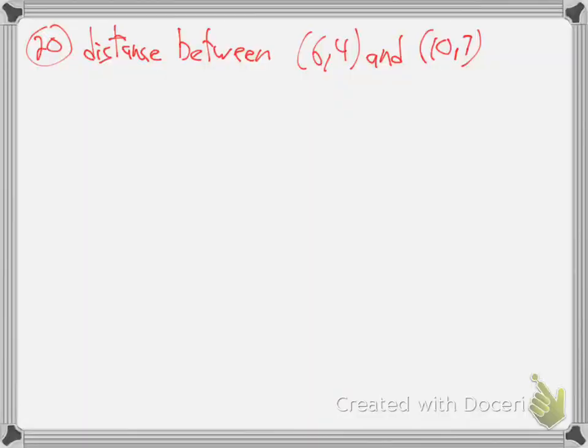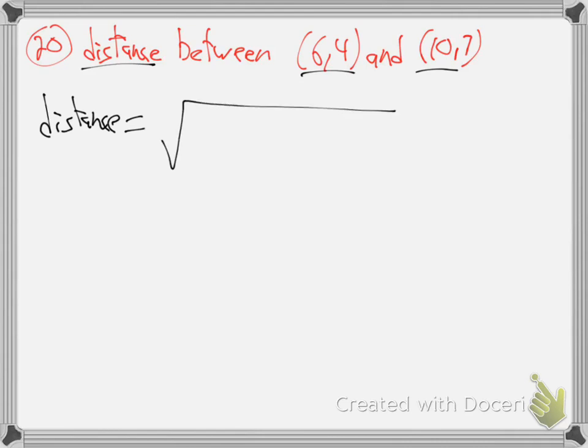Okay, so here in number 20, they're asking us to find the distance between these 2 points. Well, we need a special formula for that. So the distance formula is the square root of x1 minus x2 squared plus y1 minus y2 squared.